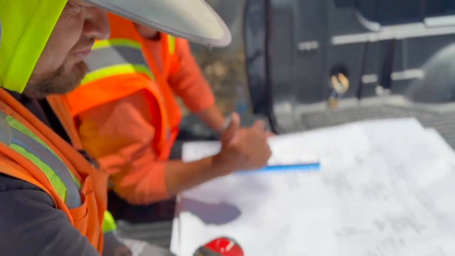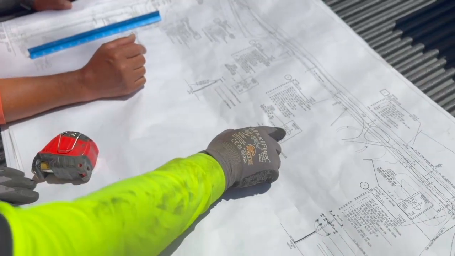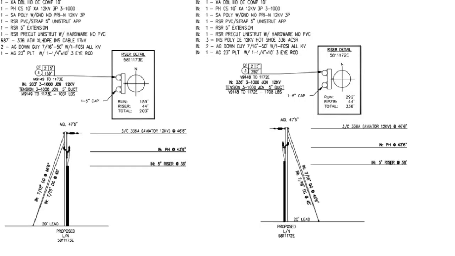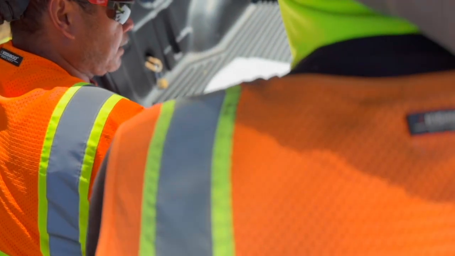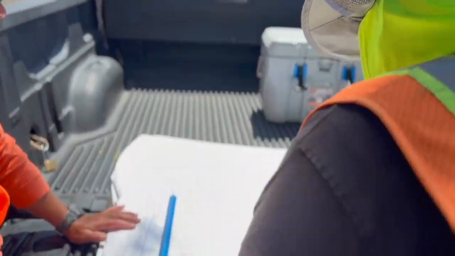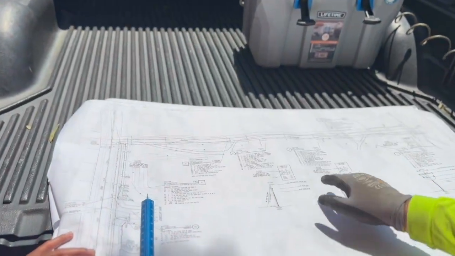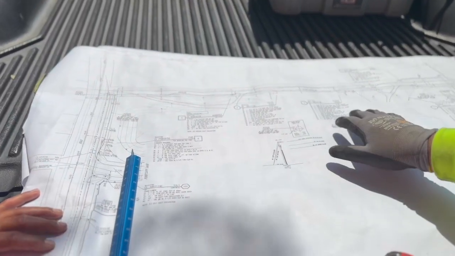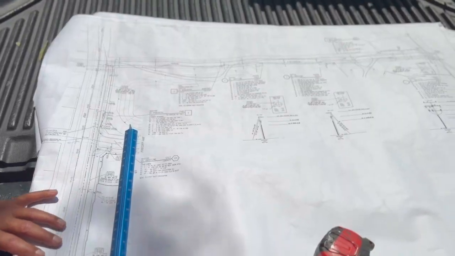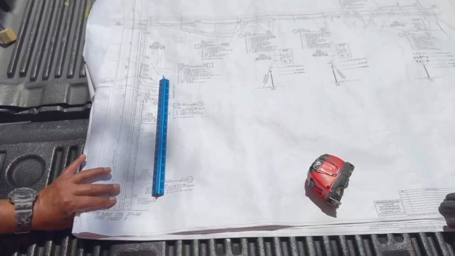Also, for all these risers, you have north, south, east, and west. That's the position, how you're going to rise up the conduits for the specific pole you're installing. And you always have to remember to read the call out, because they might look the same, but each one is going to be different.